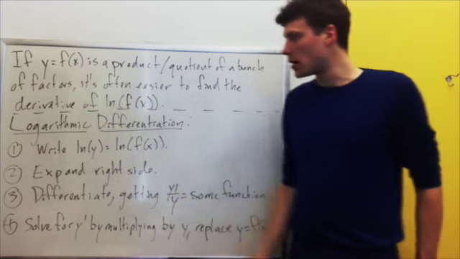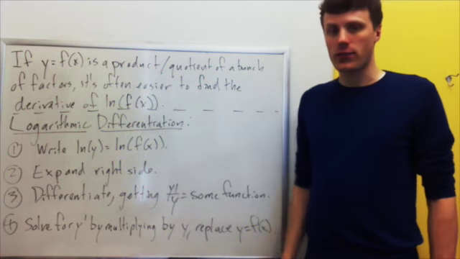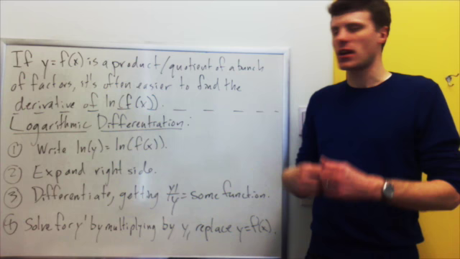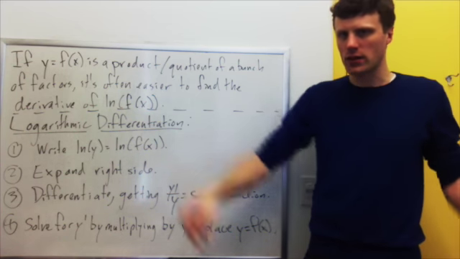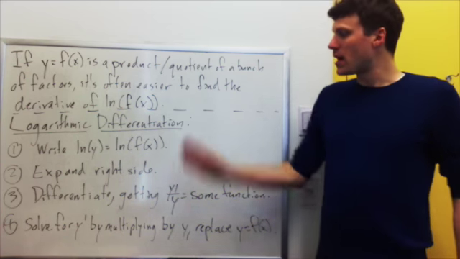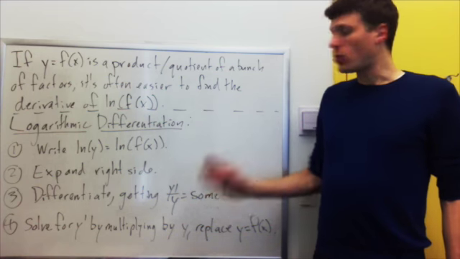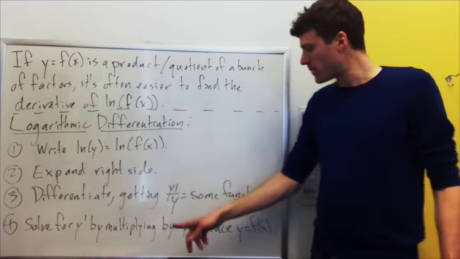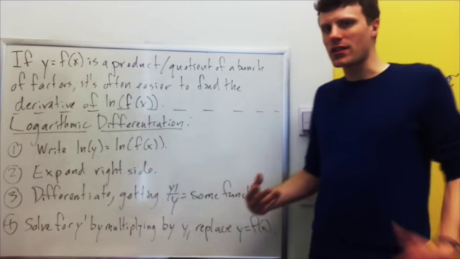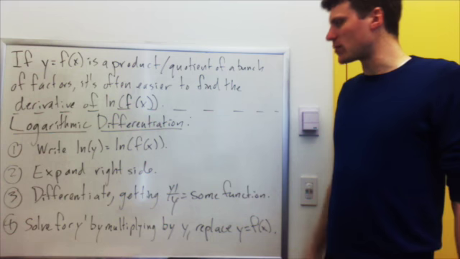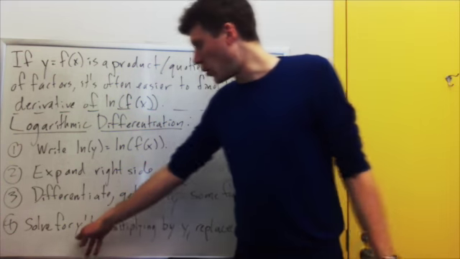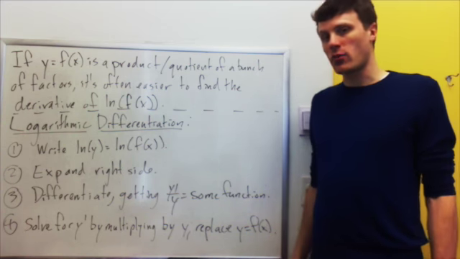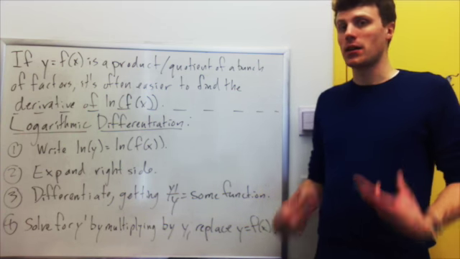We write log of y equal to log of f of x. Then we expand the right-hand side because it's a product and a quotient, and maybe there's some powers and things, and we can write it out nice and long and simply. Then we differentiate. What we get is y prime over y on the left by logarithmic derivative. And on the right, we have some function. What exactly is it? I don't know. It depends on the context. Then we solve for y prime by multiplying by y on both sides, and then we replace y with f of x to just get a function of x.